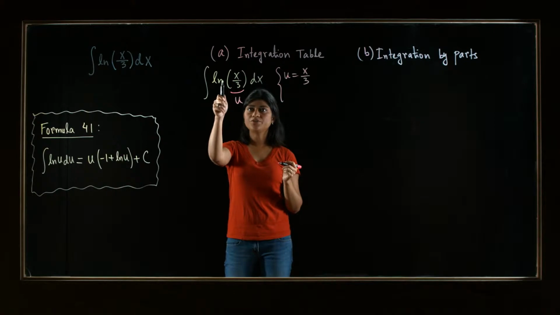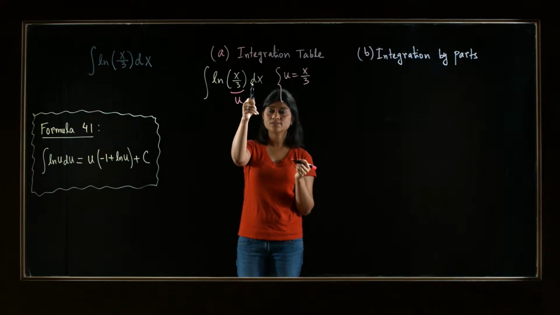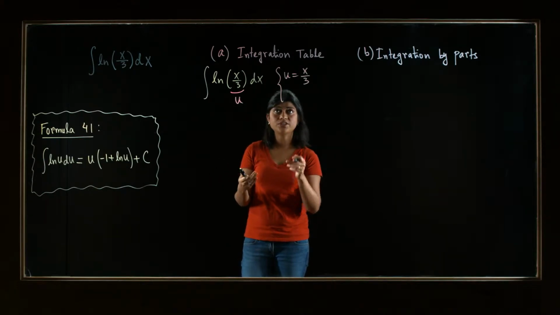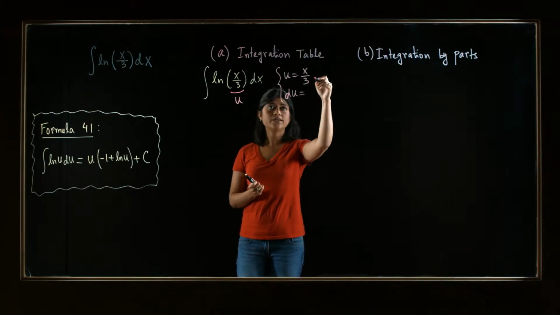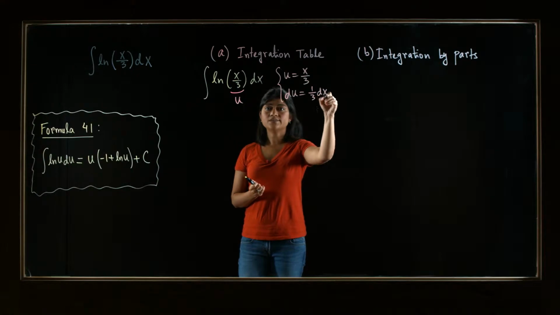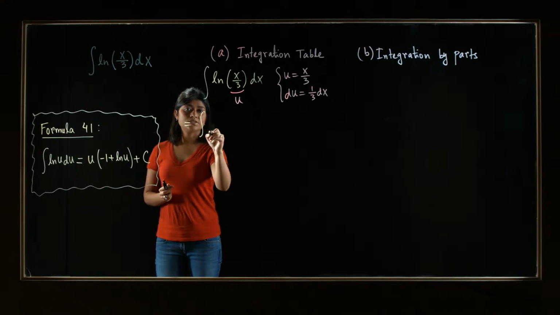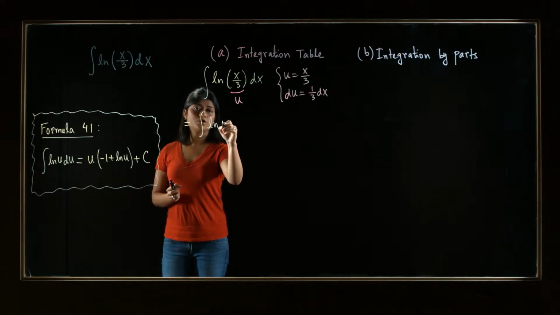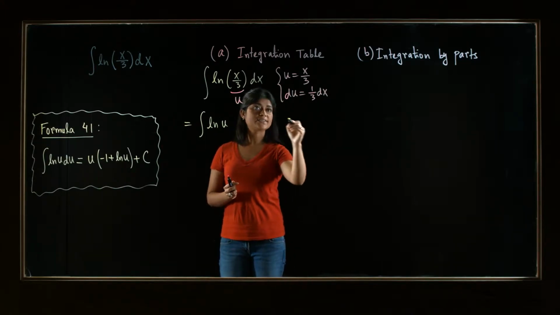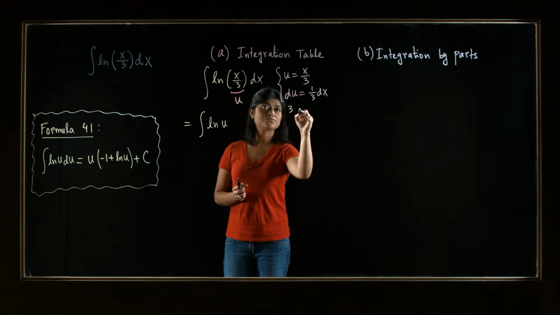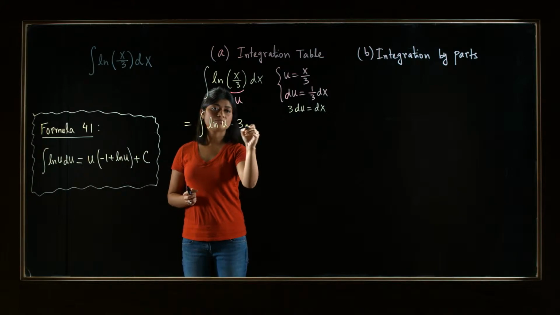And then see, we are rewriting this in terms of a new variable u. So what should we do with dx? That should be rewritten also as du. So you have to evaluate du from here. So take the derivative in the right hand side. It's just 1/3 dx. Okay. So this is going to be natural log of u. And then how do we rewrite dx? Notice dx is 3 times du. So you have to multiply this with 3 du.